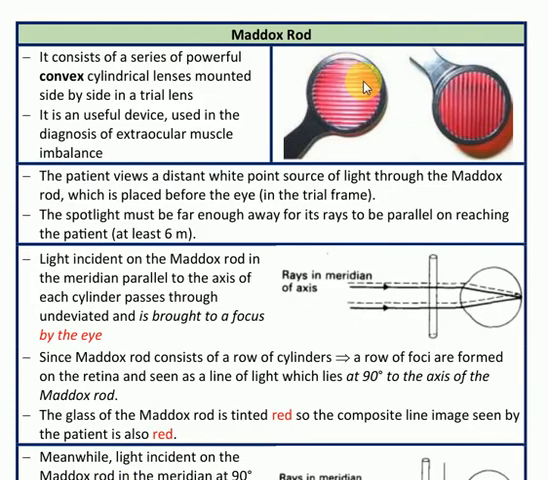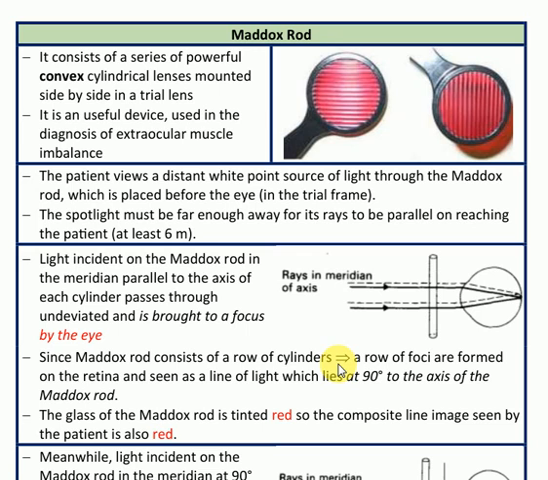Now maddox rod. It is a useful device used in the diagnosis of extraocular muscle imbalance. It consists of a series of powerful convex cylindrical lenses. These lenses are mounted side by side in a trial lens. Suppose this is one cylindrical lens; like these lenses, a number of lenses are mounted side by side.